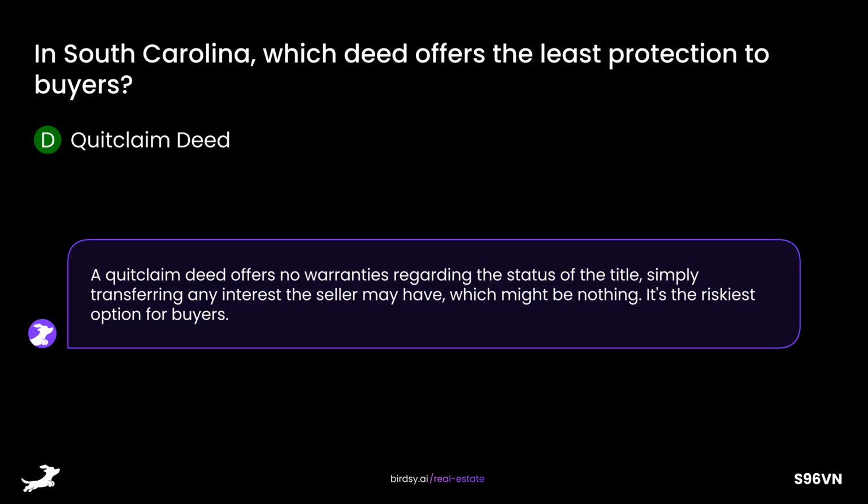A quitclaim deed offers no warranties regarding the status of the title, simply transferring any interest the seller may have, which might be nothing. It's the riskiest option for buyers.